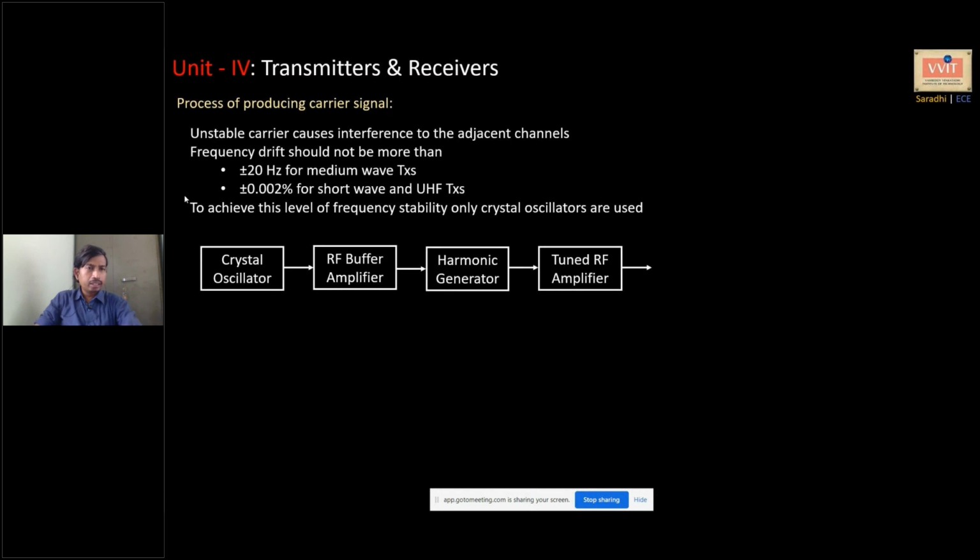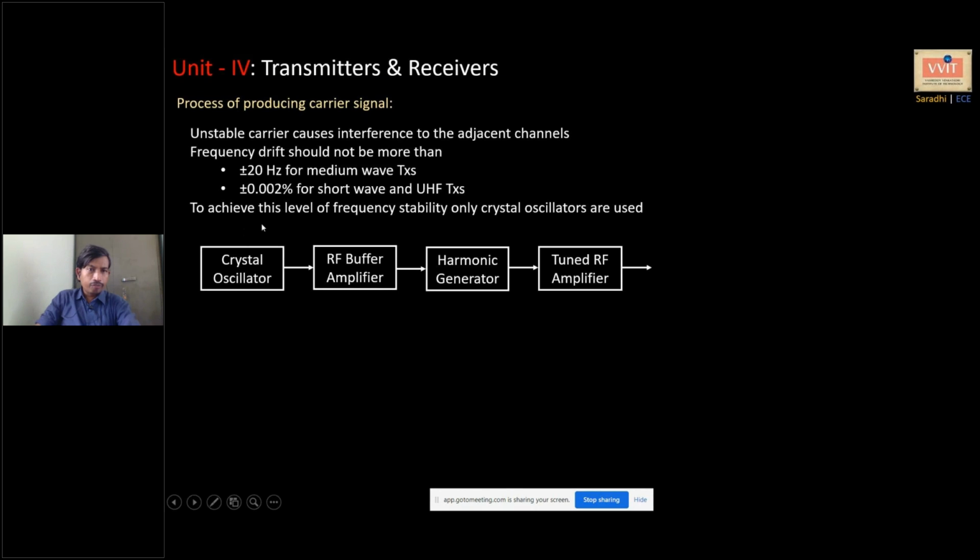In communication systems, we cannot accept much deviation from the carrier frequency. In medium wave transmitters, it cannot be more than plus or minus 20 hertz. In case of shortwave or ultra high frequency transmitters, it cannot be more than plus or minus 0.002 percent. The higher the carrier frequency, the lesser the tolerance we need, and the more stable the carrier frequency should be. Okay, as the carrier frequency value increases, stability requirements also increase.